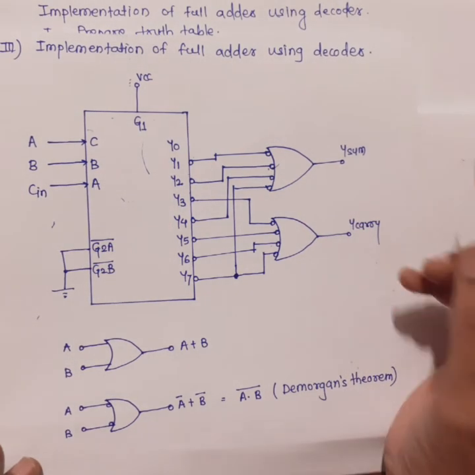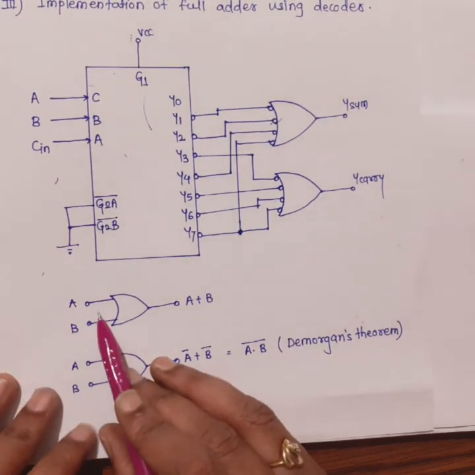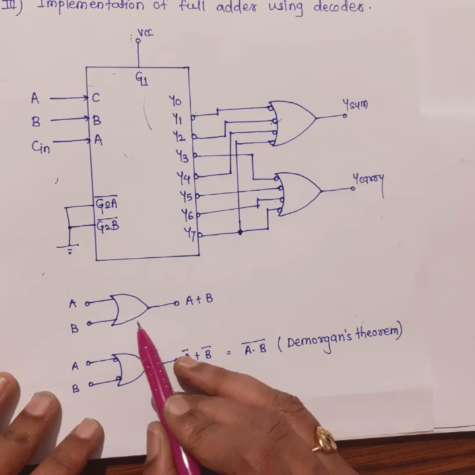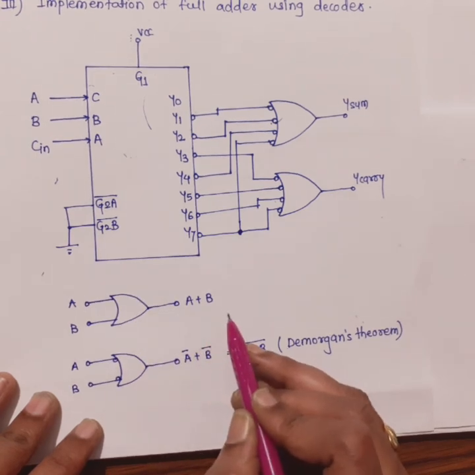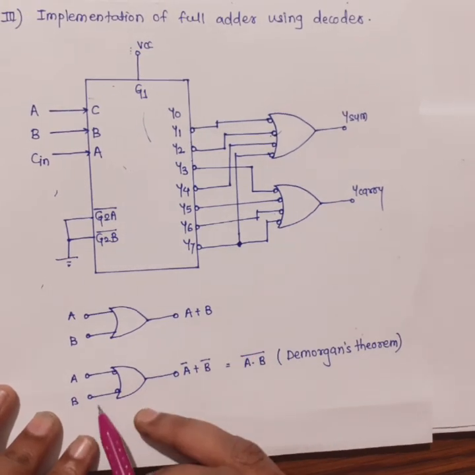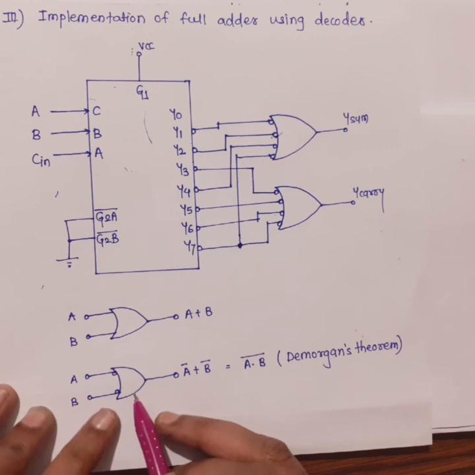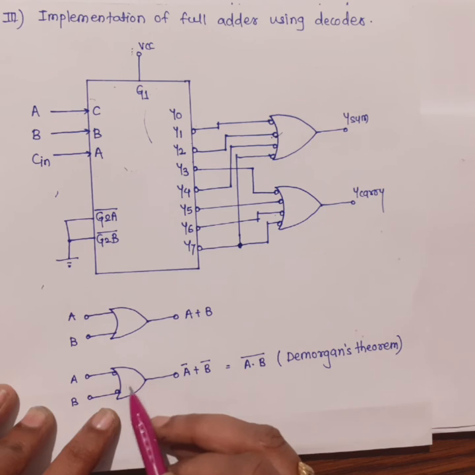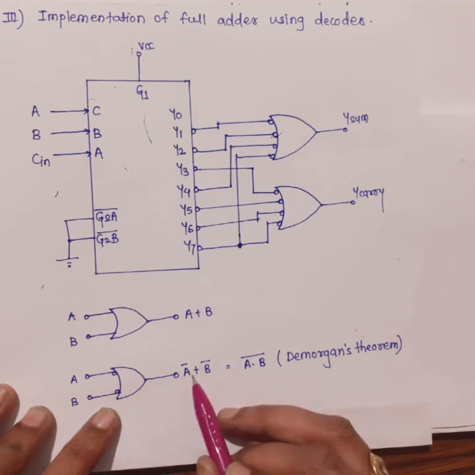Okay. We know OR law. When we feed A, B to this OR gate, it produces A plus B. So when we feed A, B to the bubbled OR gate, it produces A bar plus B bar, because before it processes these inputs, it receives the bubbled or inverted inputs. So it gives output as A bar plus B bar.